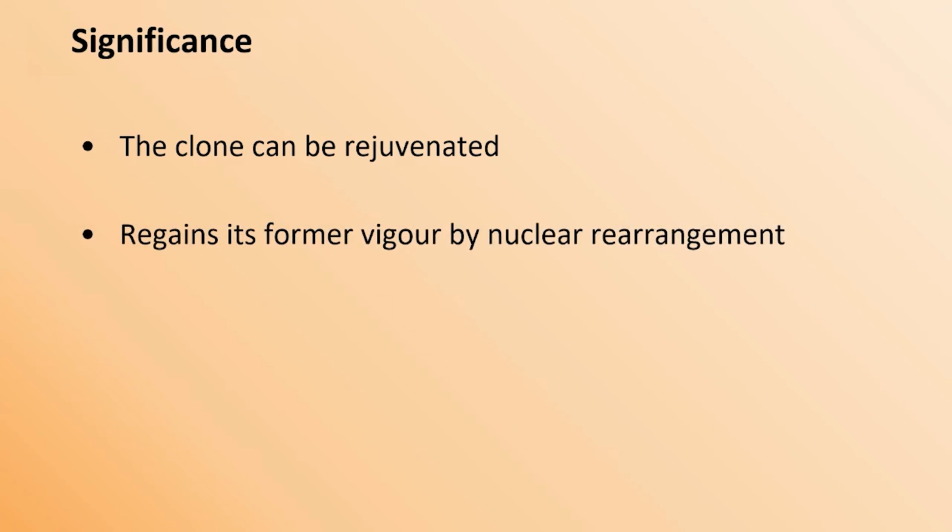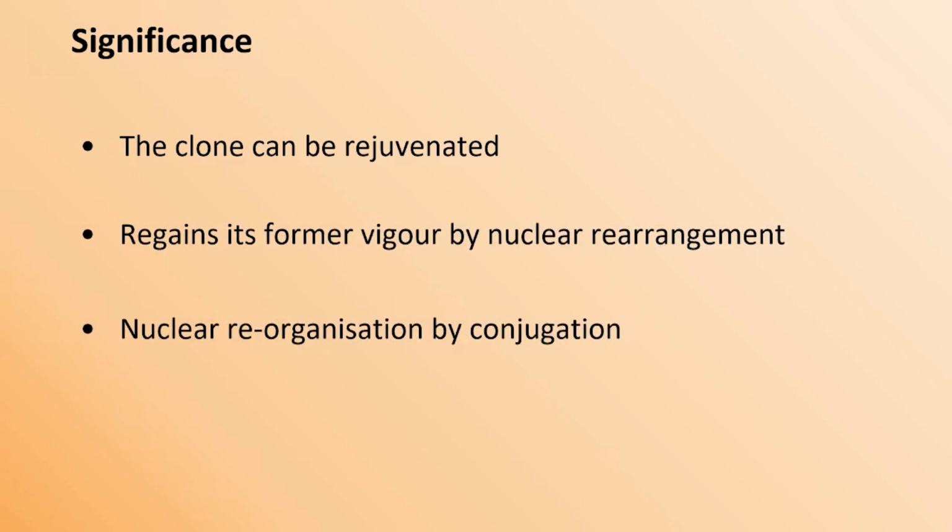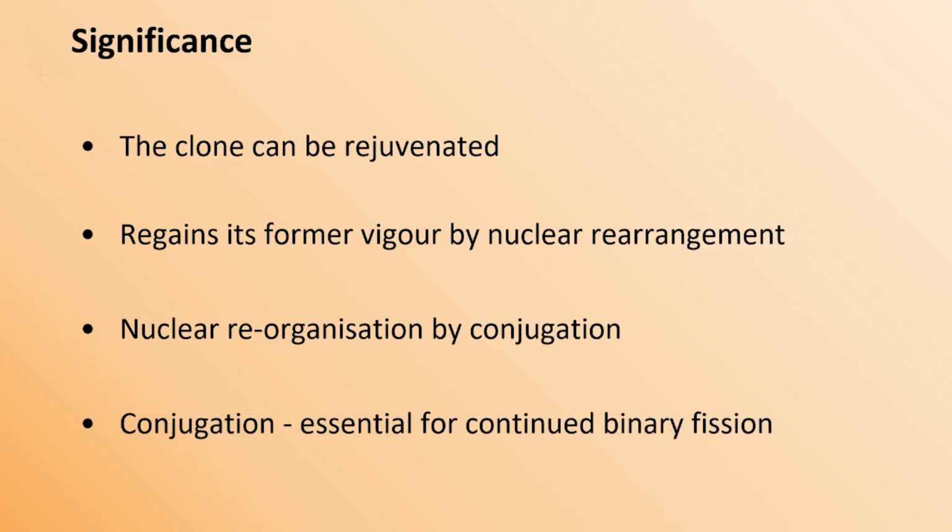Significance of conjugation. A clone will die out if nuclear reorganization does not occur, but the clone can be rejuvenated to regain its former vigor by nuclear rearrangement. This nuclear reorganization is brought about by conjugation. Thus, conjugation is essential for continued binary fission.